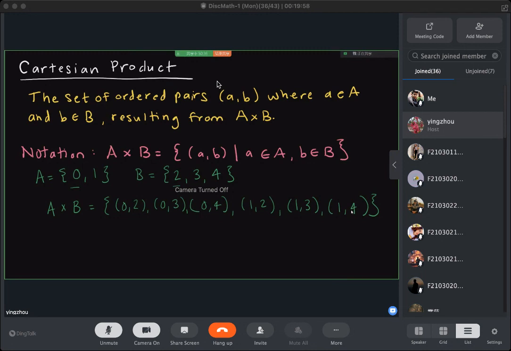Again, I said later on we'll talk about relations, but let's say I had a subset R that included just 0, 2, and 1, 2. This would be considered a relation because it is a subset of that Cartesian product.